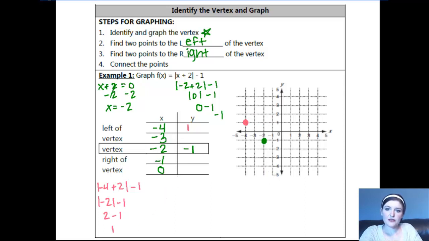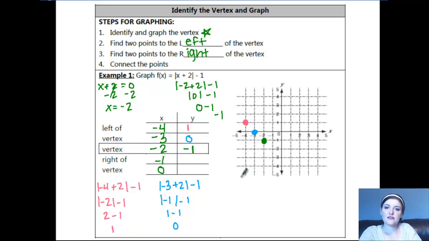Now I plug in negative 3. So I'll use a different color for that. The absolute value of negative 3 plus 2 minus 1. Absolute value of negative 3 plus 2 is negative 1. The absolute value of negative 1 is 1. And 1 minus 1 is 0. So I have the point negative 3, 0 right here.